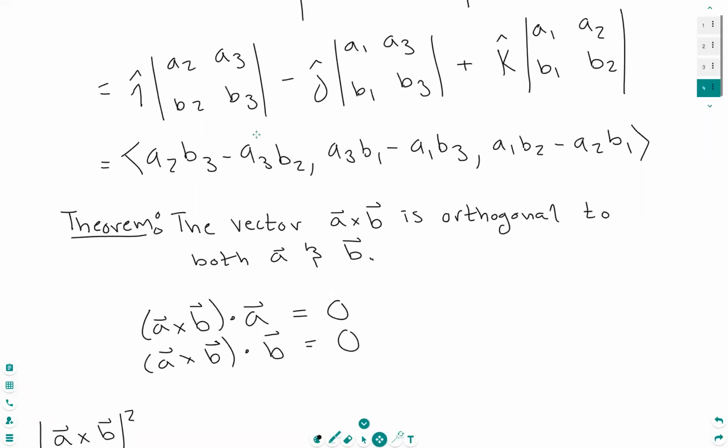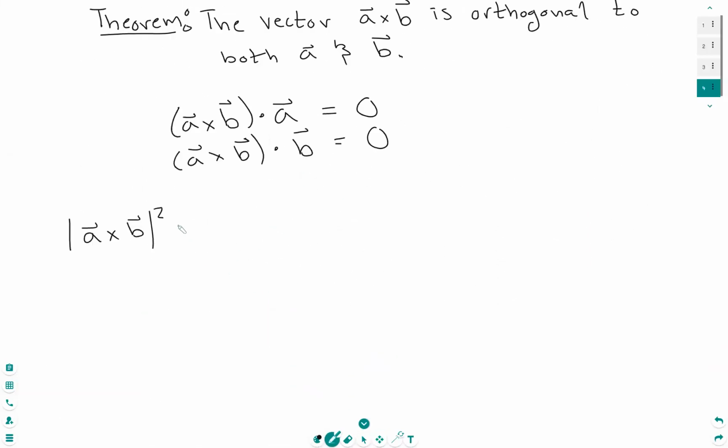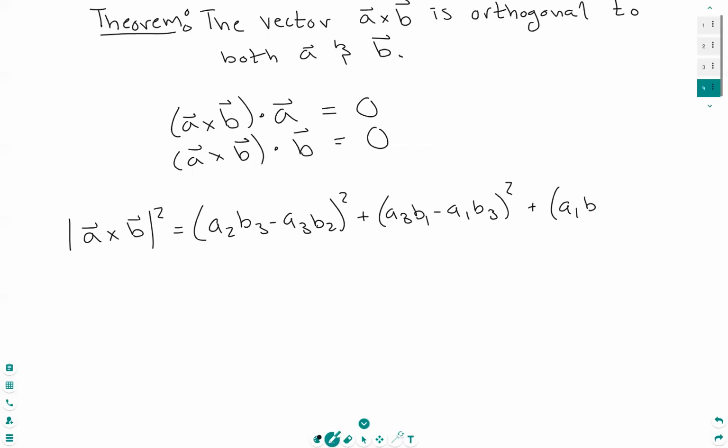Well, if we scroll back up here, and I said that this was A cross B here in vector form, we're looking at the magnitude of this resulting vector, and we're going to square it. So we're going to get rid of that square root. So all I'm looking at is the magnitude of this vector here. We're squaring it. So we can write that down. This is (A2 B3 minus A3 B2) squared plus (A3 B1 minus A1 B3) squared plus (A1 B2 minus A2 B1) squared. Okay.